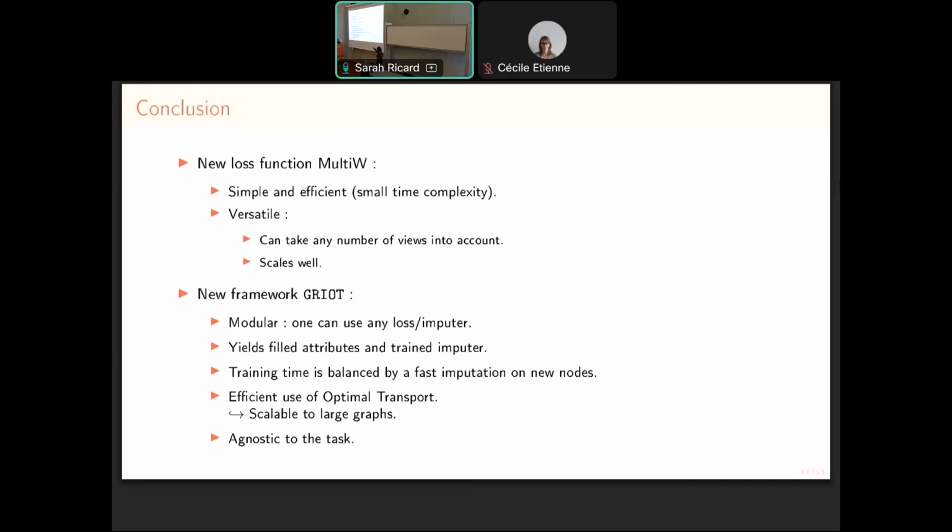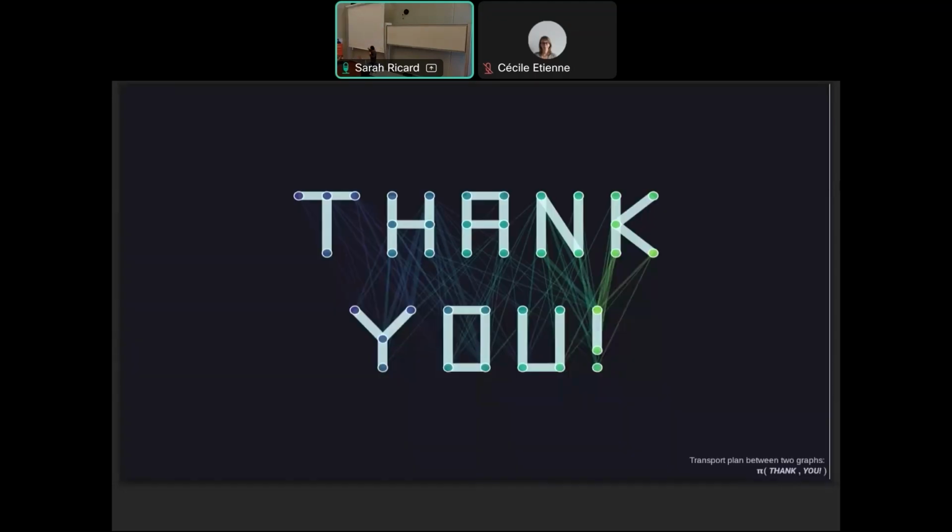And also, yes, we use optimal transport, but it can scale to large graphs as we use it in an efficient way by subsampling small graphs. And yes, GRIOT is agnostic to the task, so we evaluated it on node classification afterward, but we could do any other task.